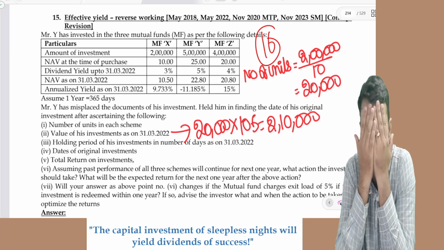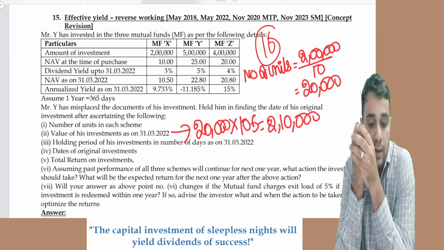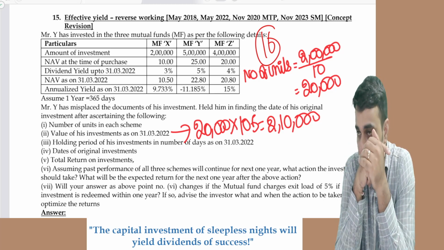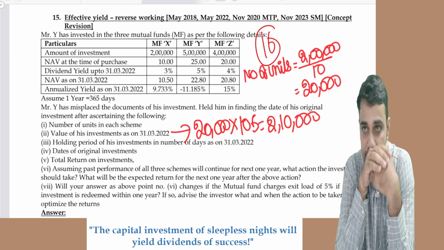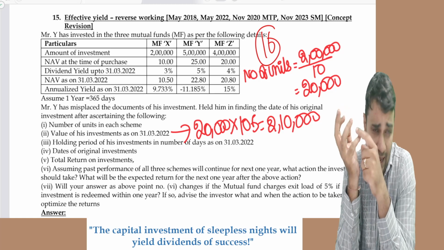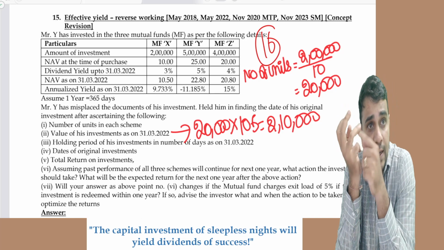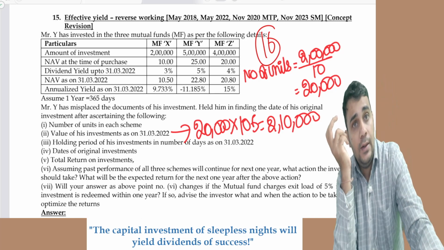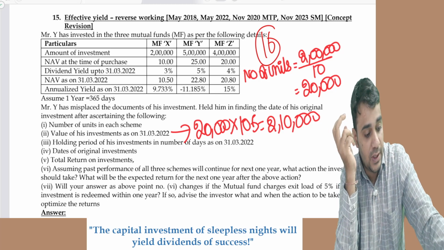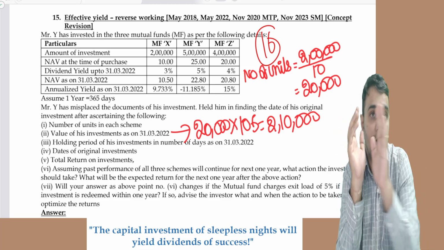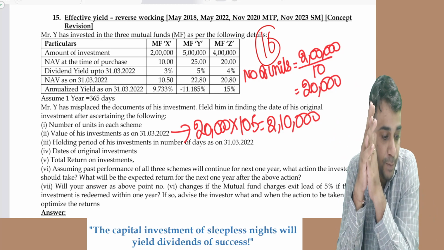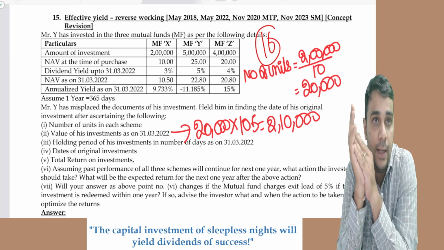Assuming past performance will continue, what action should the investor take? Tell me the answer to this. Numbers are there in front of you. Look at the numbers and tell me what action I should take. Sell MFX, MFY, put everything in MFZ and earn 15%. Clear? Any doubts on this? I'm going to earn 15% by putting all money in MFZ.